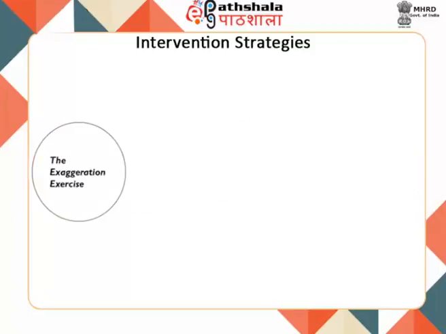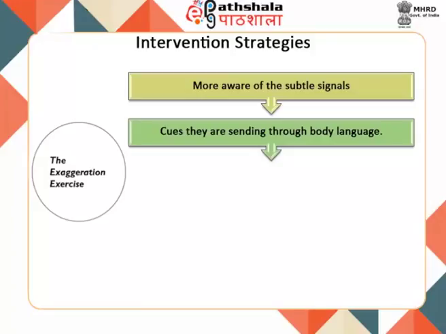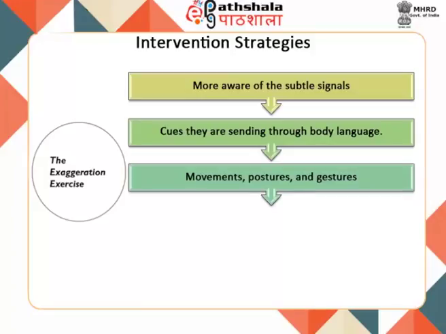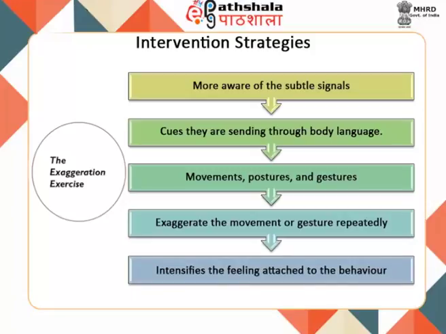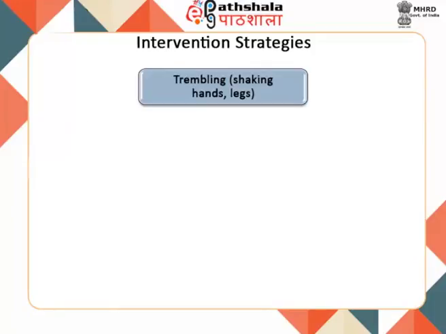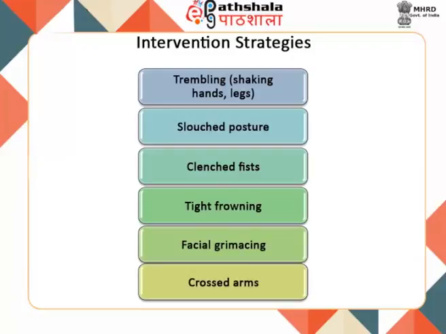The exaggeration exercise. One aim of Gestalt counseling is for clients to become more aware of the subtle signs and cues they are sending through body language. Movements, postures, and gestures may communicate significant meanings, yet the cues may be incomplete. In this exercise, the client is asked to exaggerate the movement or gesture repeatedly, which usually intensifies the feeling attached to the behavior and makes the inner meaning clearer. Some examples are trembling, slouched posture and bent shoulders, clenched fists, tight frowning, facial grimacing, crossed arms, etc.